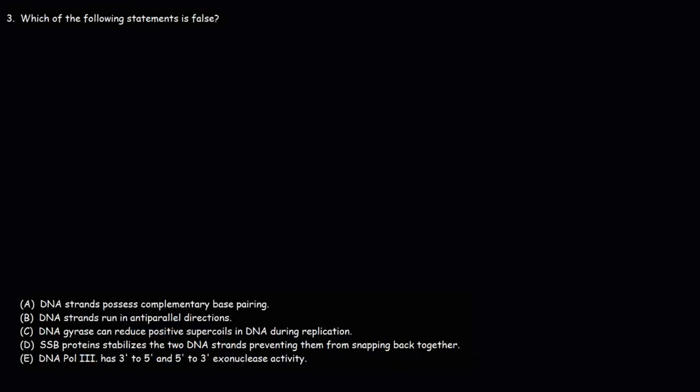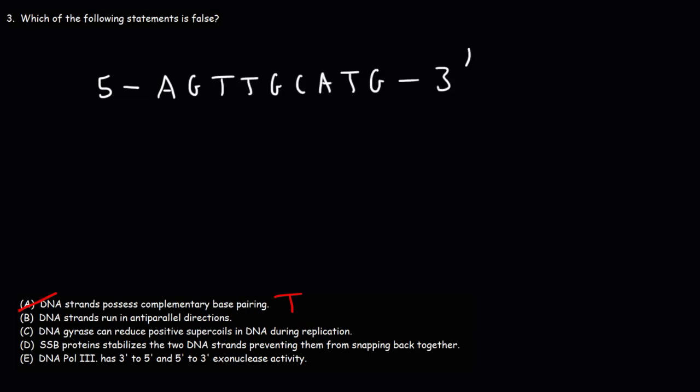Number 3. Which of the following statements is false? So let's go through each one at a time. Looking at answer choice A, DNA strands possess complementary base pairing. Is that true or false? This is a true statement. So if the first strand has, let's say, the nucleotide sequence A, G, T, T, G, C, A, T, G, what's going to be the nucleotide sequence of the other strand?